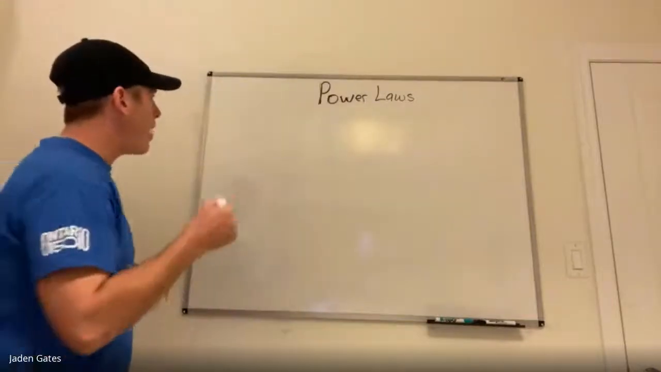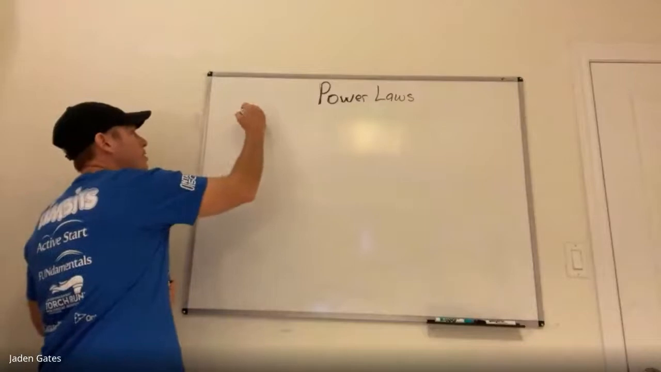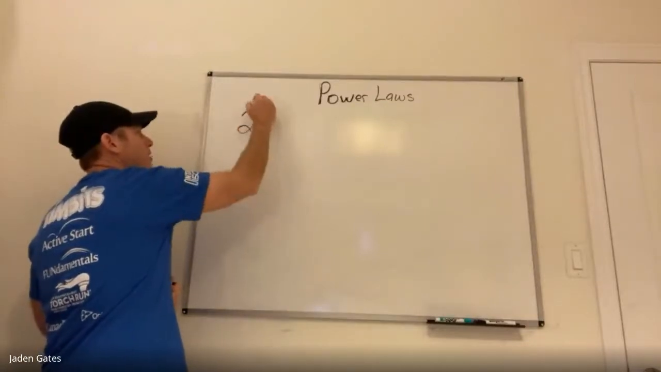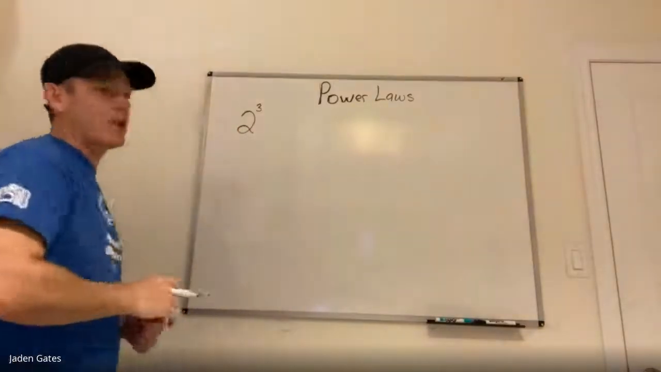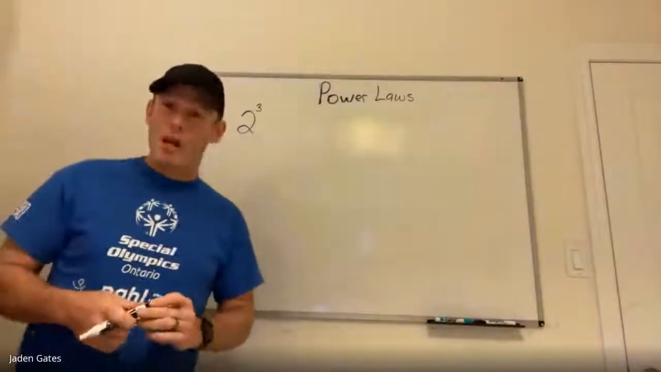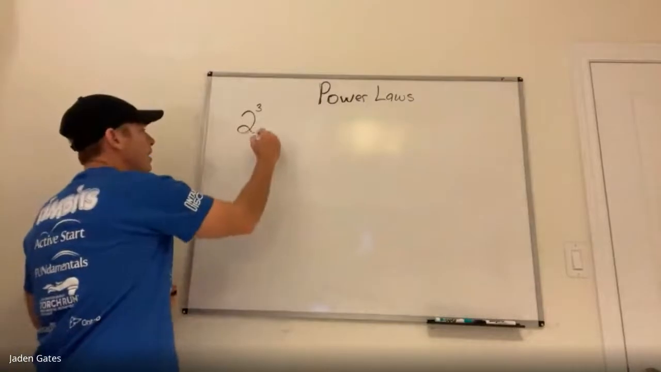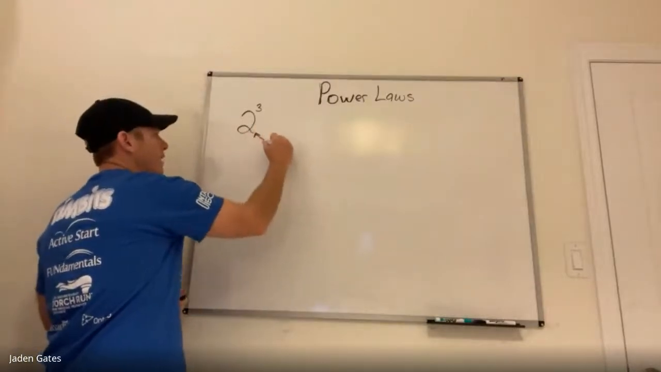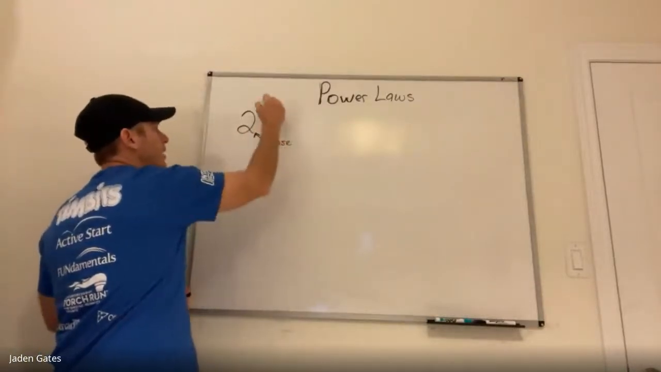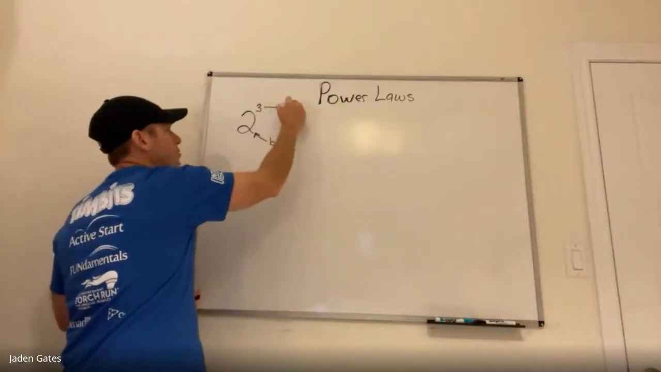So again, a power is something that looks like this, and this is how you say it, 2 to the power of 3. Now, a lot of students say, oh, well, you have a big number and you have a little number. Well, they actually do have names. The big number here is called the base. The little number here is your exponent.